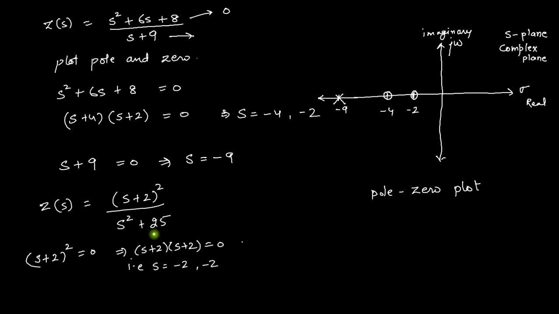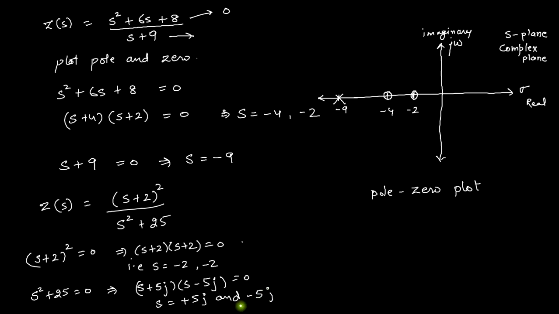Now equating the denominator equal to 0 to find the poles, s square plus 25 equal to 0. This means (s plus 5j)(s minus 5j) equal to 0. This gives s equal to plus 5j and minus 5j. This means we have two poles which exist at 5j and minus 5j. Let us plot them on the pole zero diagram.